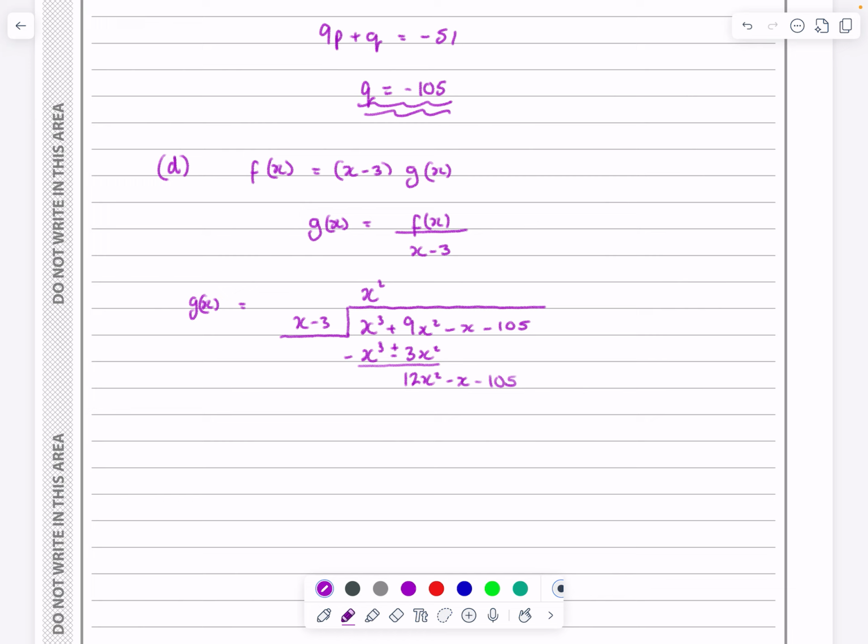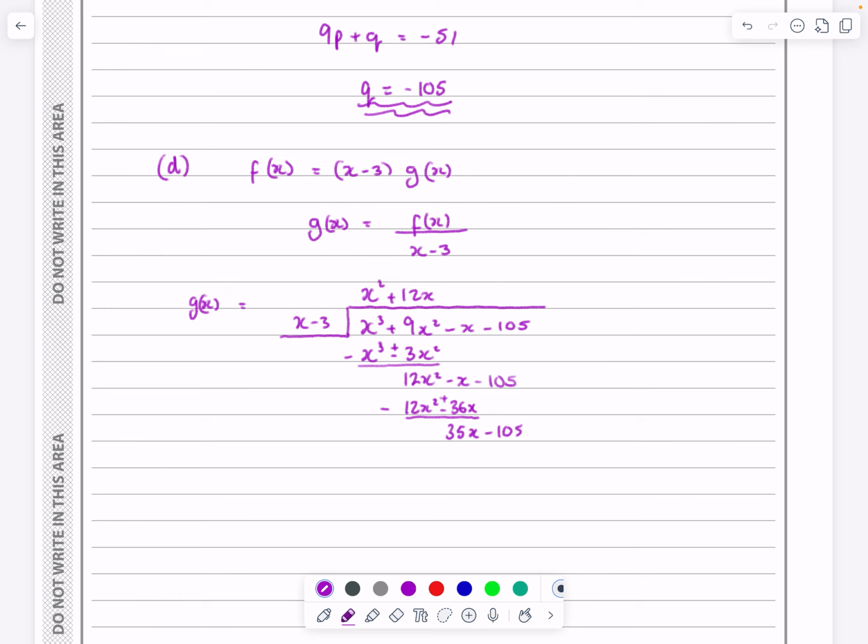And we're now going to just repeat that process. How many times is x going into 12x squared? I'm going to do it a bit quicker from now on though. So it goes in 12x times. 12x multiplied by x minus 3 is going to give me 12x squared minus 36x. I'm going to subtract that away just like I did last time. The x squareds will cancel and I'll get minus minus makes a plus, 35x. Bring the minus 105 down.